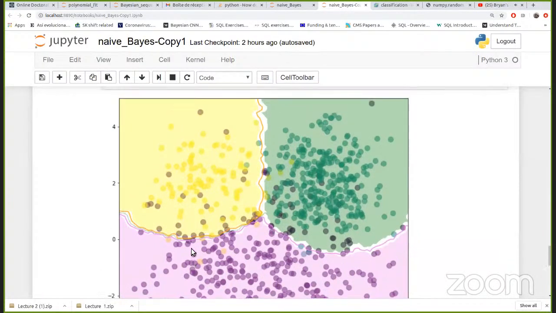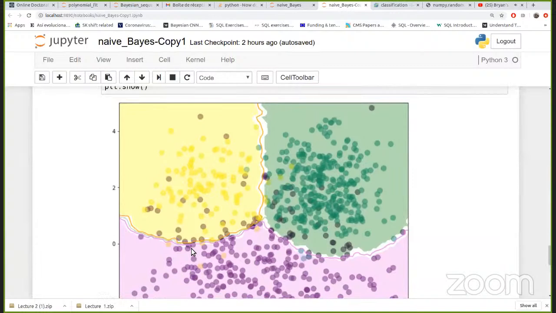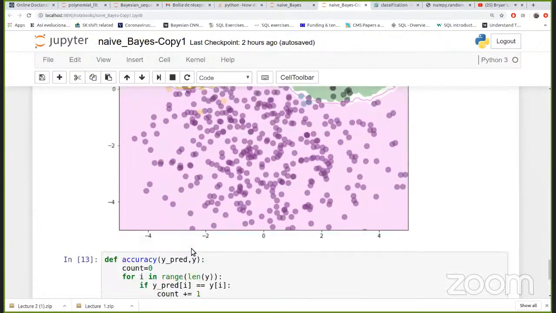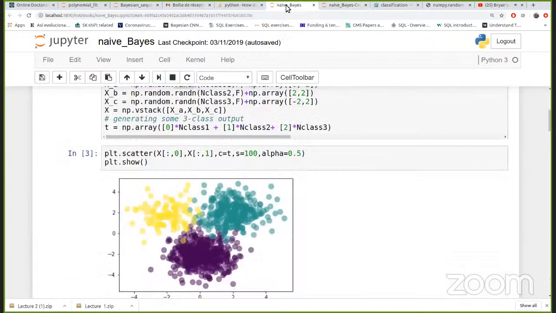right? Which demonstrates the fact that naive Bayes is not inherently a linear model, but actually depends on the assumptions of your likelihood. Okay. So let me go back to this problem here.